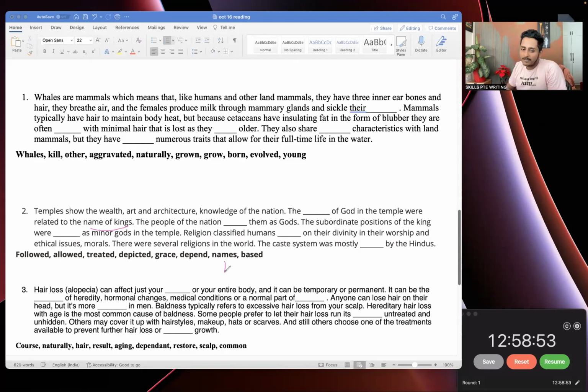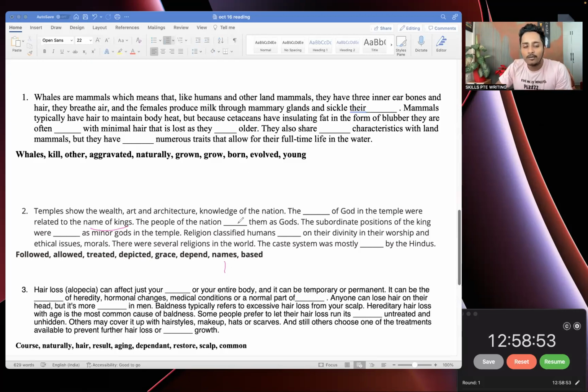Now, what is depicted? Anybody? Depicted means display, like shows. Excellent. To symbolize it, to create a picture of it, to depict the meaning of it. There is some sentence here. They depicted this sentence in the form of a picture. That is to show, that is depicted.